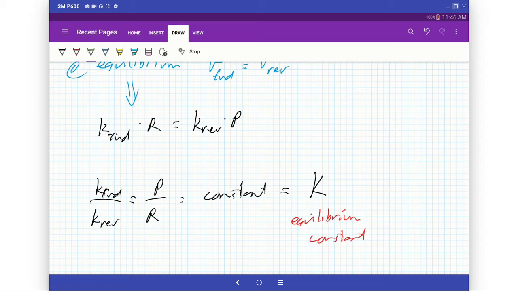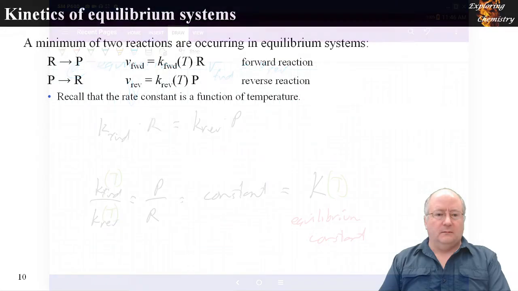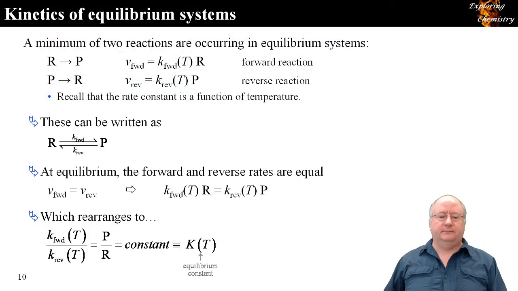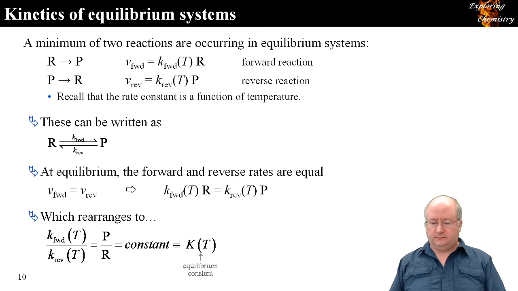The other thing that is important to remember about the rate constant is that it is a function of temperature. So that means the equilibrium constant is itself a function of temperature. And honestly, that's just what was written on this page. The equilibrium constant is a function of temperature.